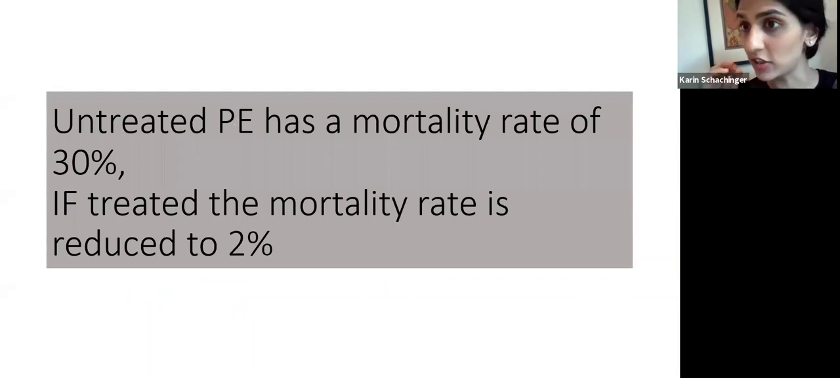Okay, now this really sobered me up. I had no idea this was how serious it was. This was NHS England data from 2013 to 2016. Untreated PE has a mortality rate of 30%, and if you treat it, the mortality rate is reduced to 2%. So that's a huge difference for us, right?